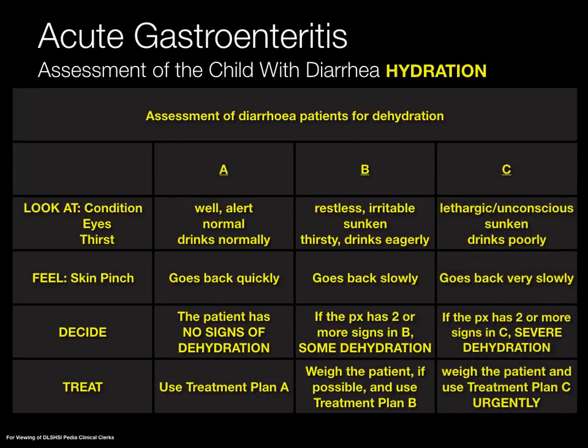For category C, the child is lethargic or unconscious, with sunken eyeballs and drinks poorly or is unable to drink. The skin pinch goes back very slowly. If the patient has two or more signs in this category, decide that the patient has severe dehydration. Weigh the patient and use treatment plan C urgently.